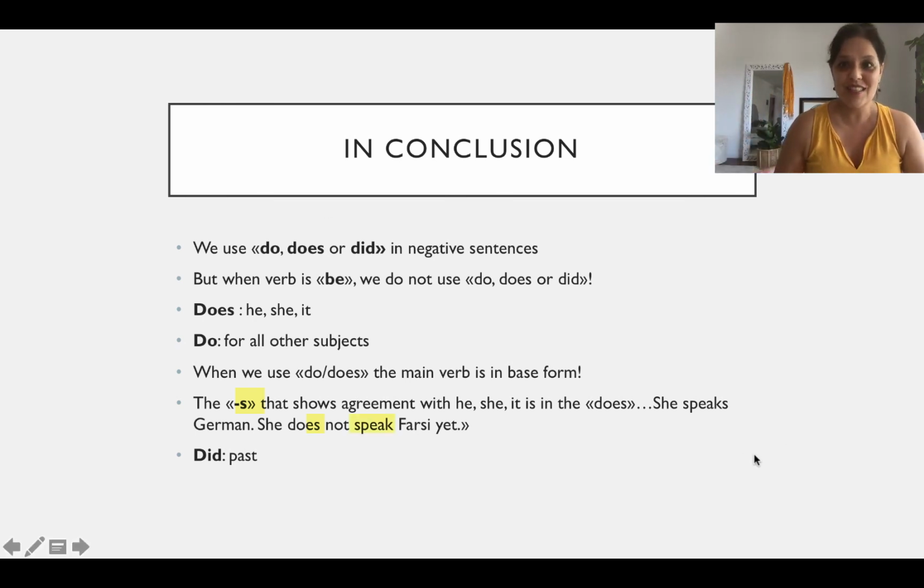So these two sentences show: she speaks German and she does not speak Farsi yet. So notice that the S is on the speaks in the affirmative sentence, but there is no S on speaks in the second sentence. The S is on the do support, does. She does not speak Farsi. And finally, use did as a helping verb if you are trying to communicate an idea in the past.